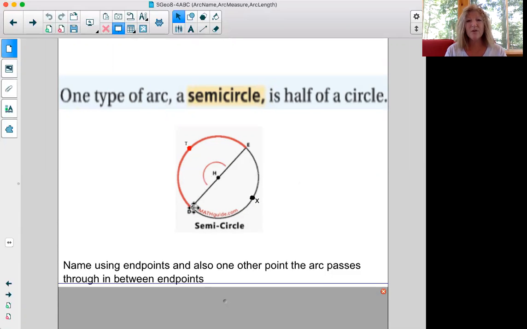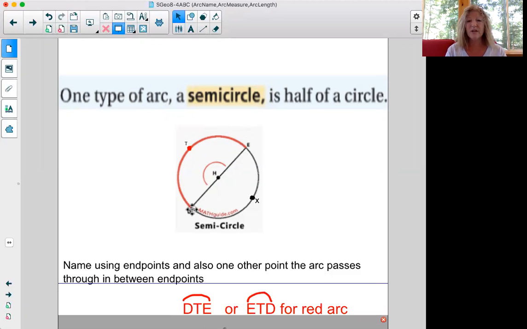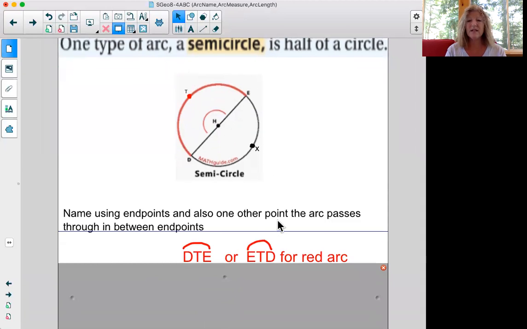Now, when you name it, though, you're going to need 3 points because you can see, in this example here, I could either be talking about the red semicircle or the black semicircle. And so when you name a semicircle, you're going to need a total of 3 points. You're going to start with one endpoint. You're going to mention any point it passes on its way to the other endpoint. So for this red arc, we use the arc symbol, and we could either name it DTE or ETD, if we want to name that red semicircle.